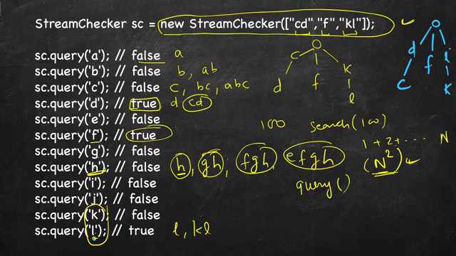L is there, but it's not the end of the word. So we will move up. We will look for the next character in the stream, the previous character. This is K. So we see whether K is there or not. K is there and it's the end of the word. So we return true. Similarly, in this negative example, let's say we look for H. H is not there at all. So we will return straight away in O of one time.